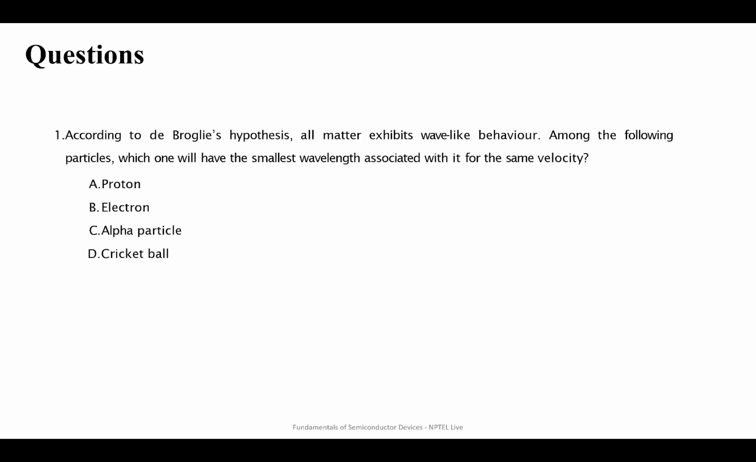First question is, according to de Broglie's hypothesis, all matter exhibits wave-like behavior. Among the following particles, which one will have the smallest wavelength associated with it for the same velocity? A. Proton, B. Electron, C. Alpha particle, D. Cricket ball. You can speak the answer or you can type in the chat.